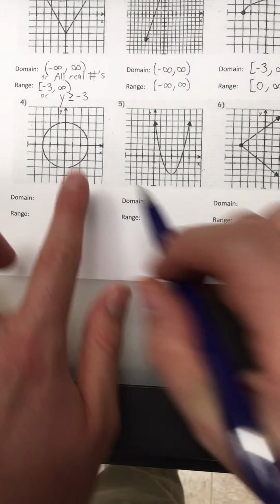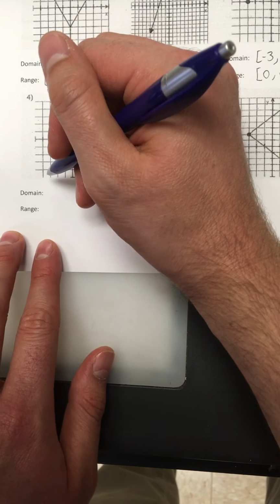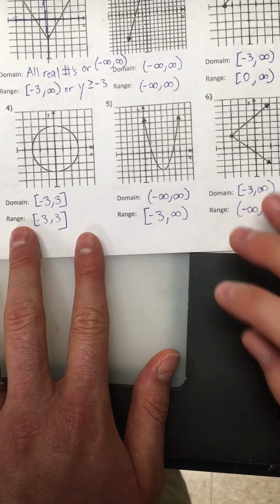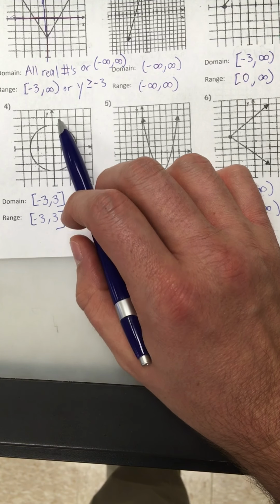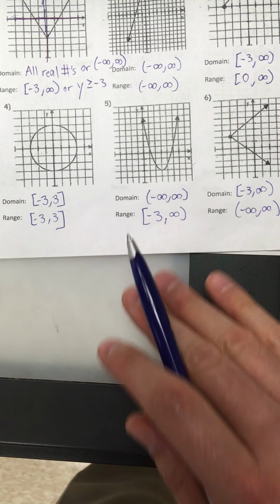So now number 4, furthest left it goes, it's right here at negative 3. Furthest right it goes is positive 3. I'll just show you right here. So same thing with the range. The furthest down it goes is negative 3. The furthest up it goes is positive 3. So I'd say negative 3 to 3 for both of those, domain and range.